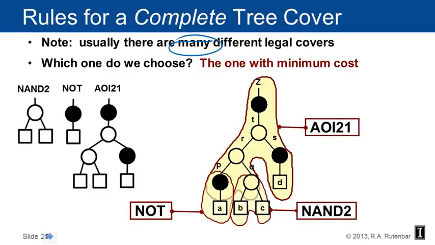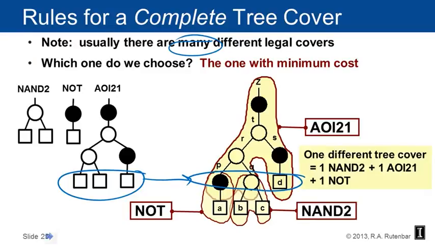I could put an AOI 2-1 at node Z, and it maps everything else, because the AOI 2-1 is a great big complex gate pattern. So the AOI 2-1 covers node Z, node T, node R, node S, and its inputs map to the output of node P, the output of node Q, and the D input. And so this is another legal cover, another legal mapping of this design, a different tree cover: one NAND gate, one NOT gate, and one AOI 2-1.